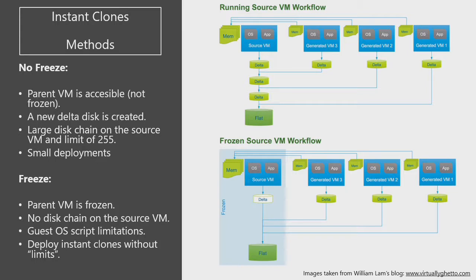But there is the other one, the freeze method, where the parent VM will be stunned and frozen, and you won't have access. You just run the same script with the snapshots there, and you will have the instant clones ready, but the parent VM will be frozen and you will have to reboot it for sure. It's recommended to take a snapshot before running the script, but whatever you like.